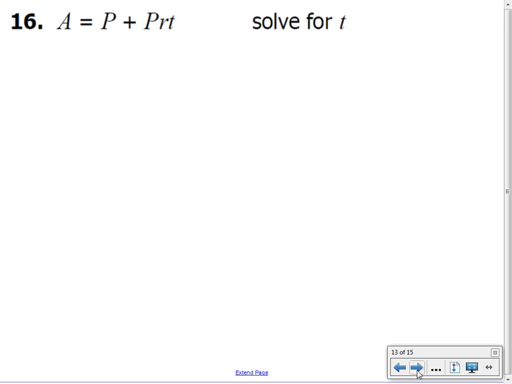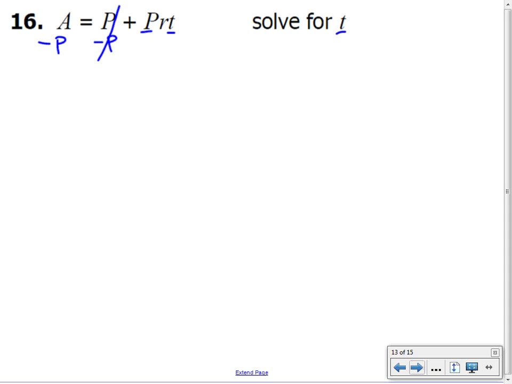Number 16 is for t. So we're going to undo addition first. So we're going to subtract p. Now notice, I'm not subtracting p from the PRT because p is being multiplied with r and t. So I can't just subtract it away. The subtraction only takes care of the p that I crossed out. So we have to also do that to the left side.